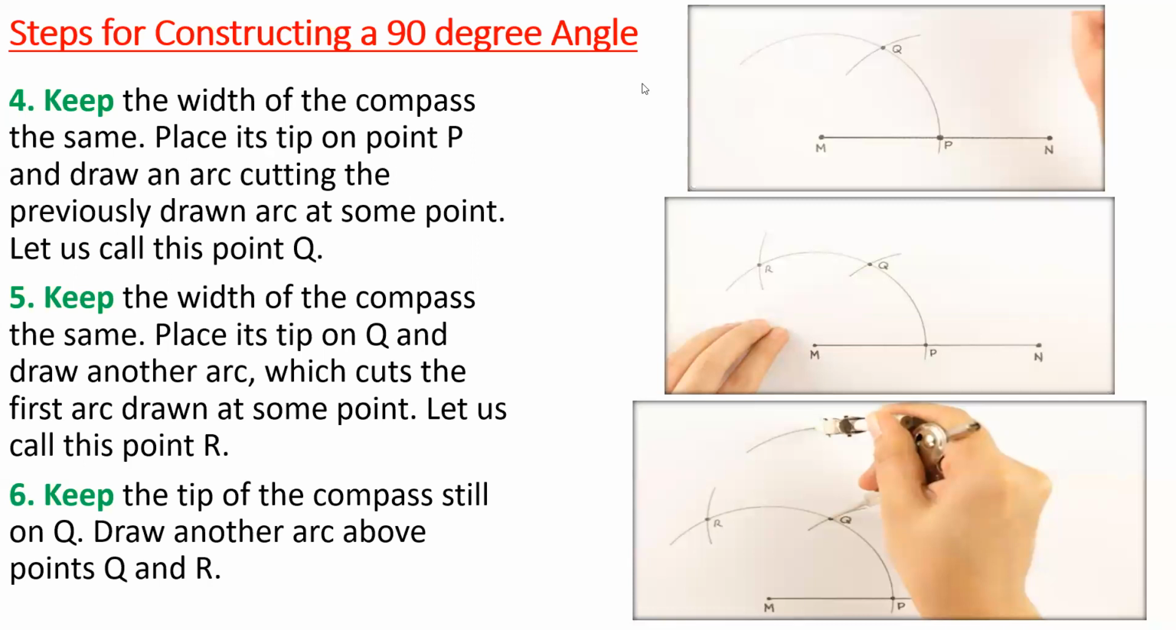Okay, I need you to read 4, 5, and 6. Number 4, keep the width of the compass the same. Place its tip on the top P and draw an arc, cutting the previously drawn arc at the same point. Let us call this point Q. Number 5, keep the width of the compass the same. Place its tip on Q and draw another arc, which cuts the first arc drawing at some point. Let us call this point R. Number 6, keep the tip of the compass still on Q, then draw another arc above points Q and R.